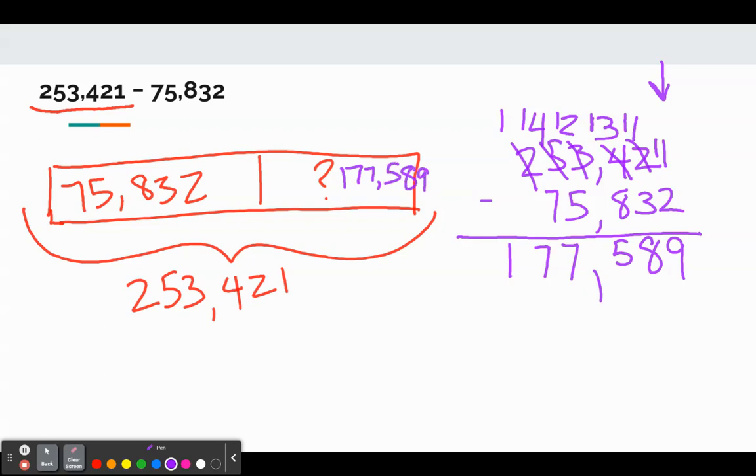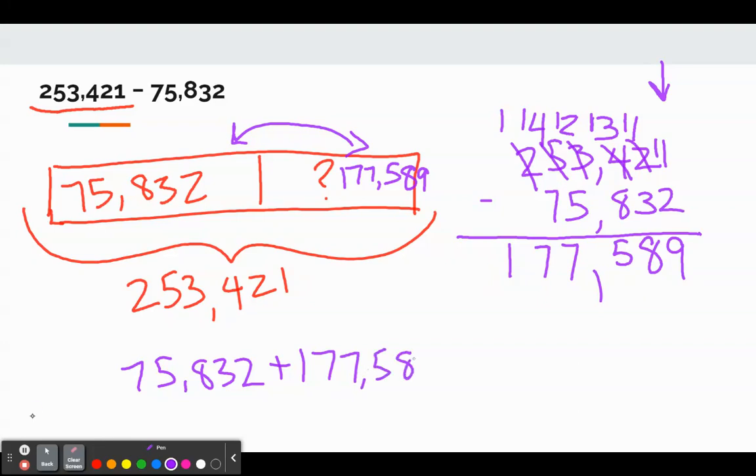177,589. Okay, now ordinarily we want to add these two together to check our work. So we should say that 75,832 plus 177,589 is going to equal 253,421. So we're going to go ahead and add these two together to make sure that this is our answer. I did that earlier, and for the sake of time, we're going to go ahead and skip this step. But when you are doing this in your problem set, please make sure you are checking your answers.